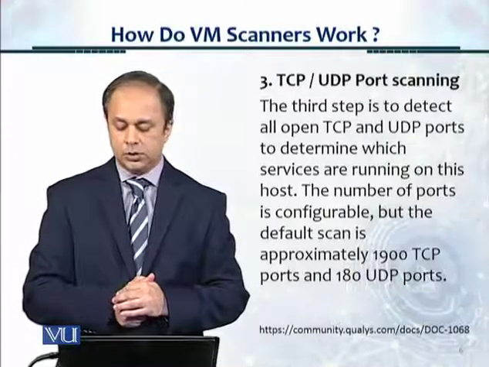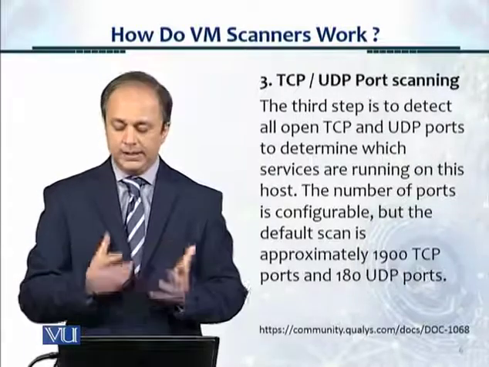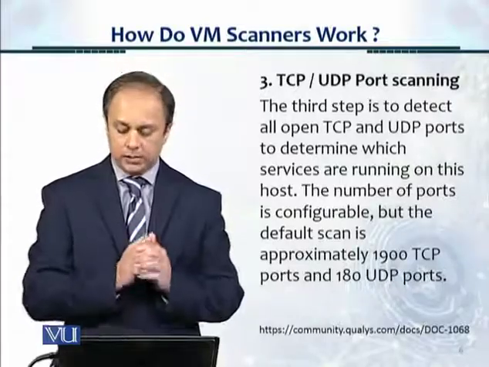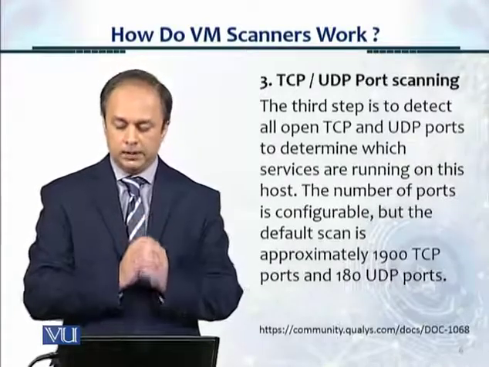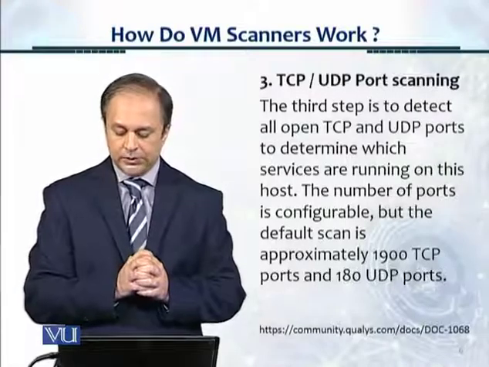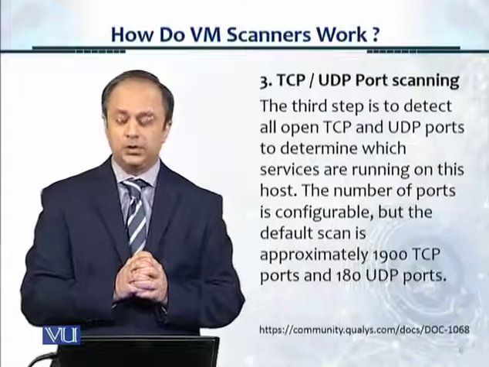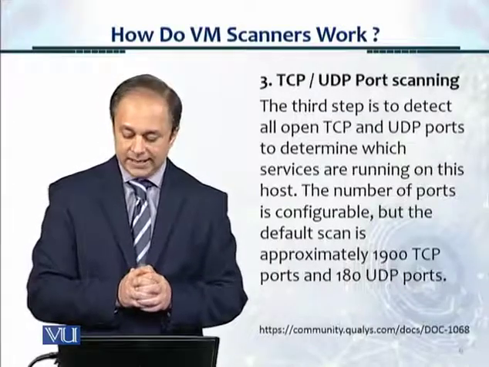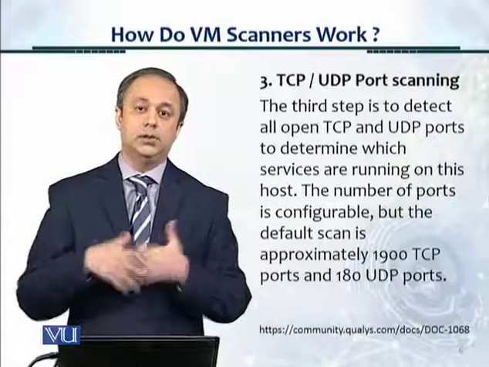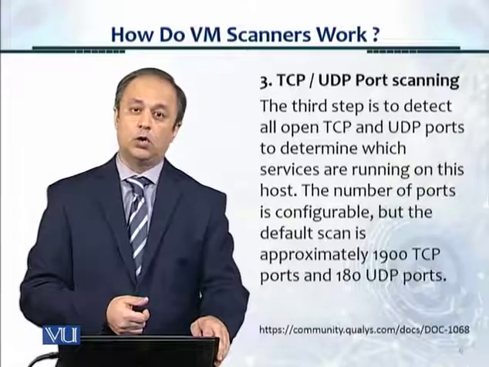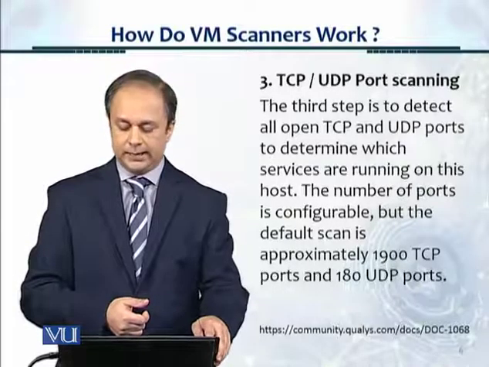Now, the third step is TCP UDP port scanning. The third step is to detect all open TCP and UDP ports to determine which services are running on this host. Very important: the number of ports is configurable, but the default scan is approximately 1,900 TCP ports and 180 UDP ports. So as you can see, the scanner actually has a lot of hard work to do, and there are almost over 2,000 ports that it has to scan.